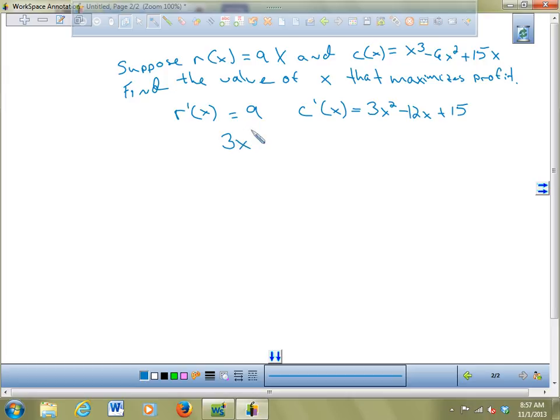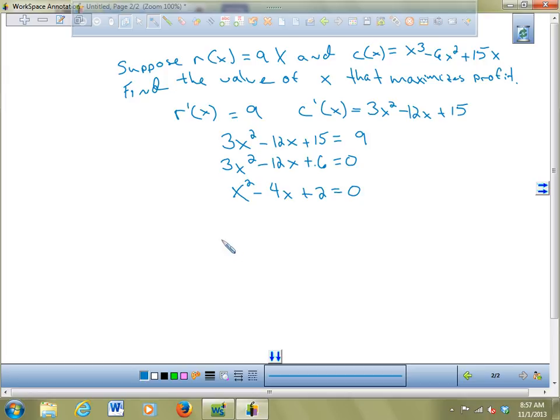So you're going to go 3x squared minus 12x plus 15 equals 9. So 3x squared minus 12x plus 6 equals 0. And then, unfortunately, does it factor? I could pull out a 3 out of there, couldn't I? So I get x squared minus 4x plus 2. Or no? It doesn't factor, okay?